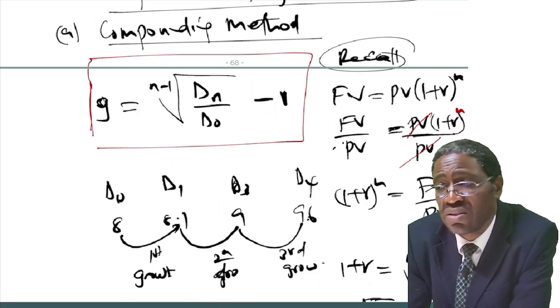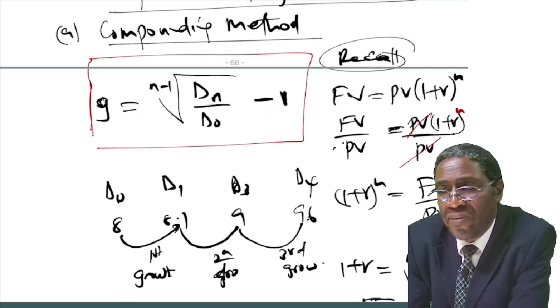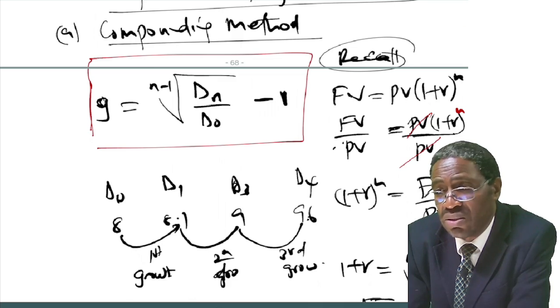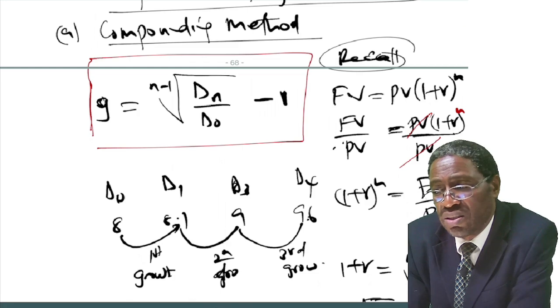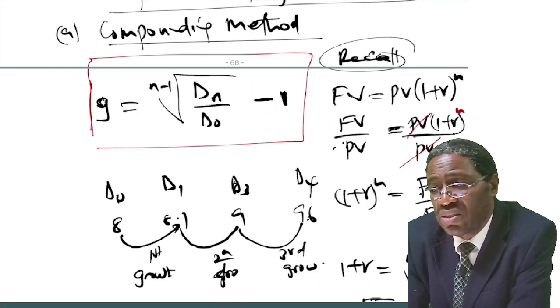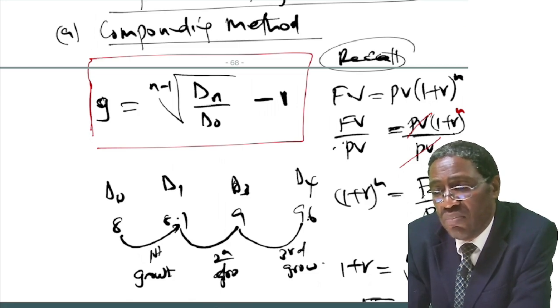Past dividend. And then N, number of years of dividend payment.